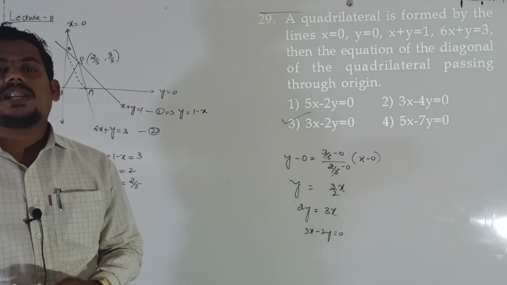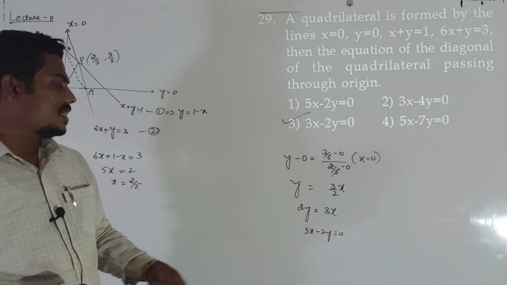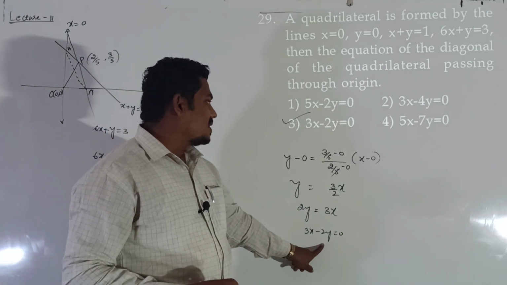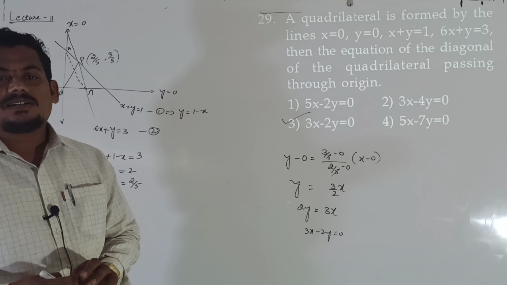3x minus 2y equal to 0, that is the third option. The equation of the diagonal passing through the origin is 3x minus 2y is equal to 0, that is the third option, right?